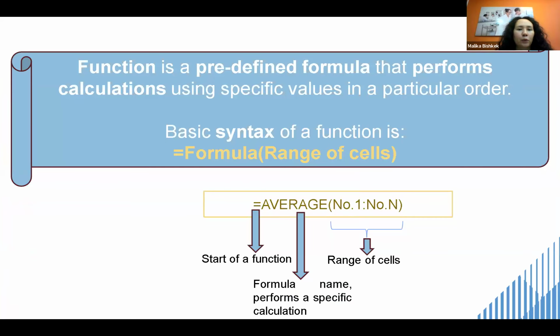And what is a function? A function is a predefined formula that performs calculations using specific values in a particular order. So, for example, we want to know some average number. In Excel, we will write equals, so it's the start of a function. Then we will type average, and then we will write the range.